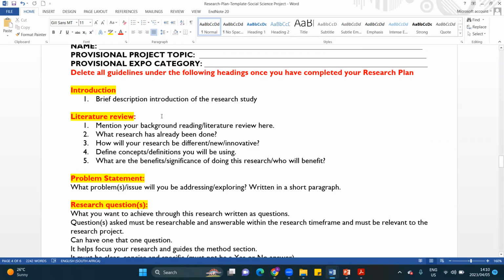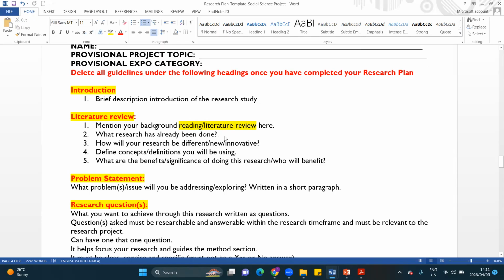Then the next heading is the literature review. Under this section, you're going to mention the background reading that was done. Learners need to have a thorough, good knowledge of the research area they are studying, and the only way they can do that is by reading, going through literature. I did mention on day 1, try and use Google Scholar rather than just Google. These are the aspects under the literature review that must be covered.